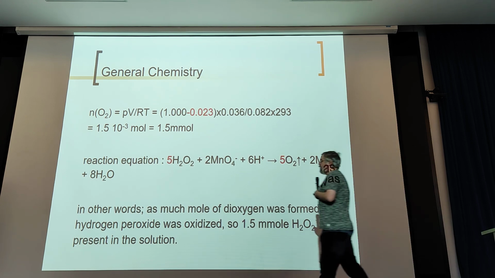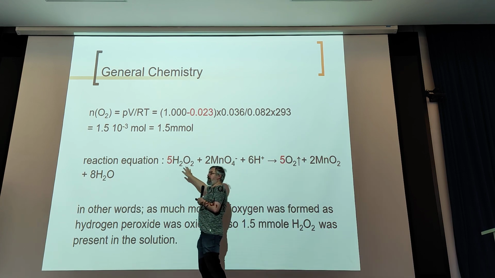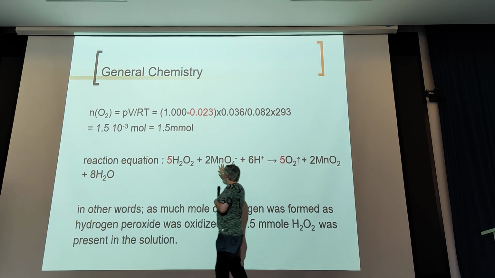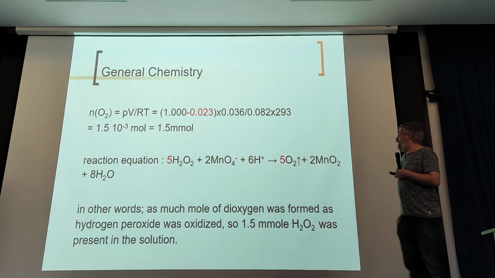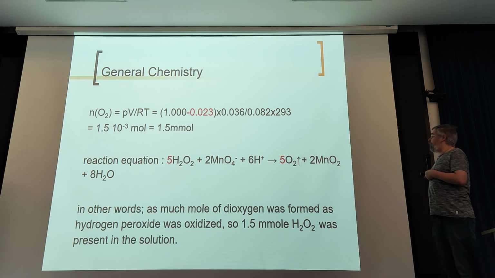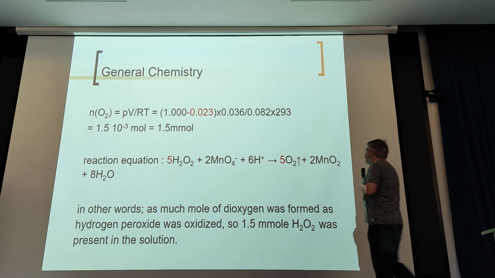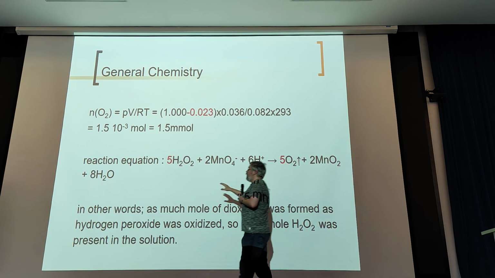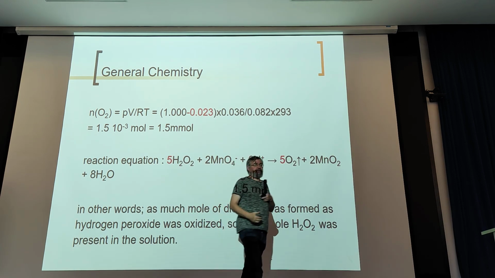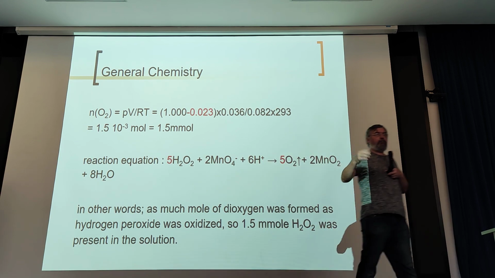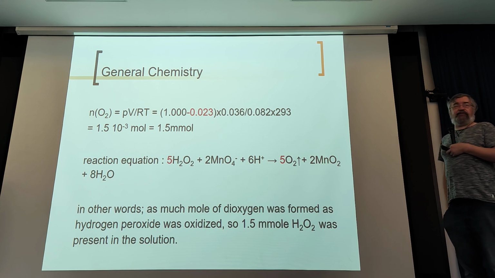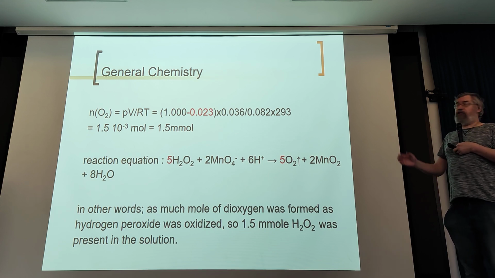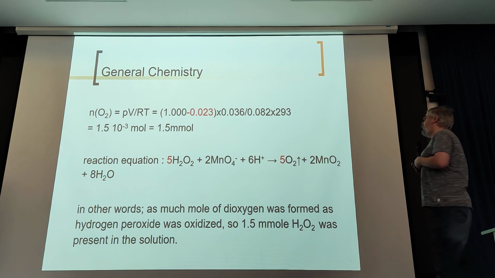This is the equation telling you that you need 5 hydrogen peroxides for 2 permanganate molecules, and this then gives you 5 oxygen. So this 5 and 5 tells you that for every mole of hydrogen peroxide, 1 mole of dioxygen is being formed. The relation of permanganate to hydrogen peroxide is 5 to 2.